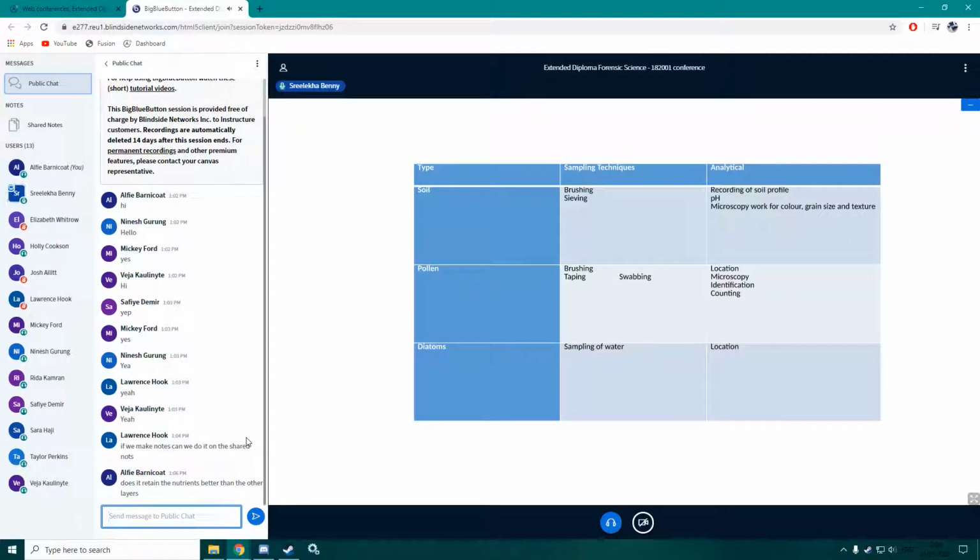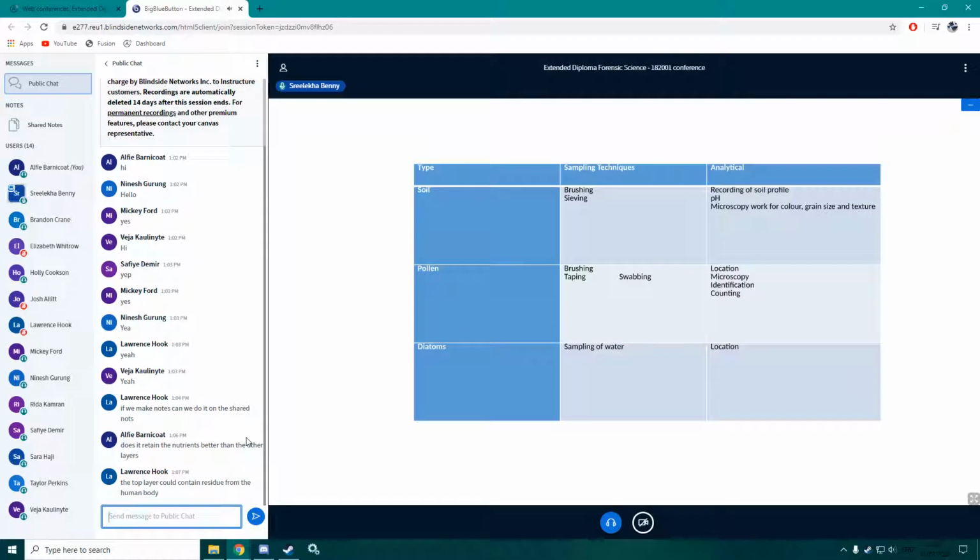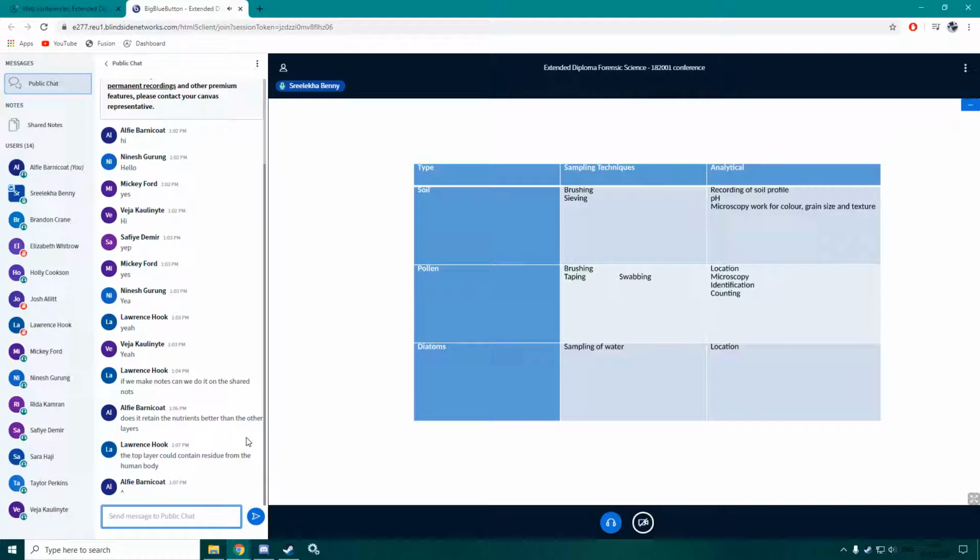Yes, it has nutrients, Alfie, but in order to test, it's an analytical technique. Normally for soil there is a test called isotopic test. I think I mentioned it in the lesson. I gave you a few analytical techniques, like soil profile, pH, microscopy work for color, grain size, and texture. But there are other things you can add a lot more.